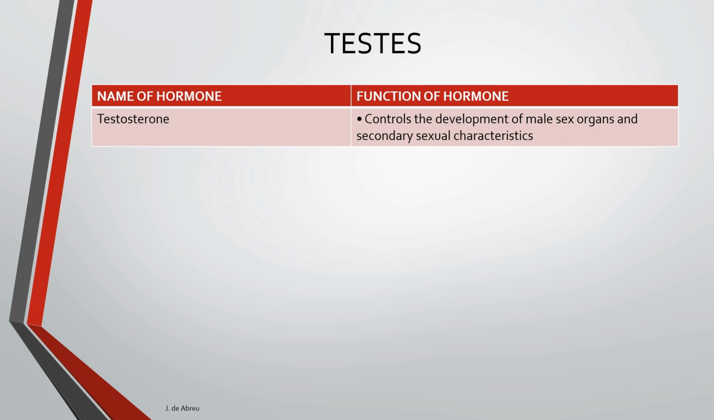Now we have a look at the testes. We also dealt with this hormone in the video of human reproduction, but let's just also revise and recap this one. So testosterone, it controls the development of the male sex organs and secondary sexual characteristics.